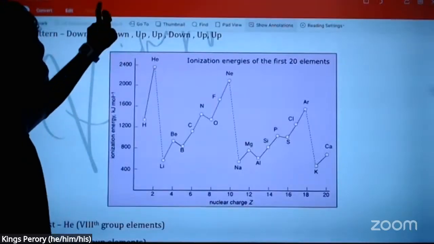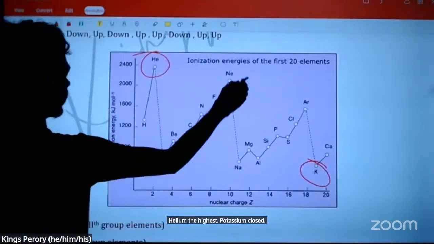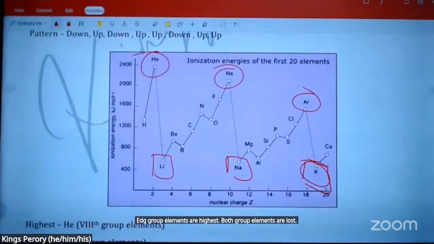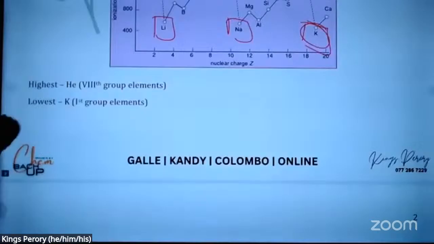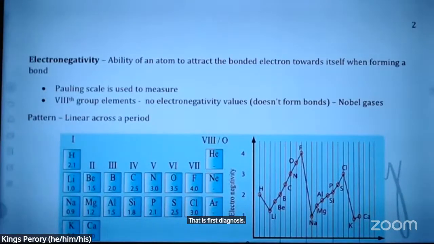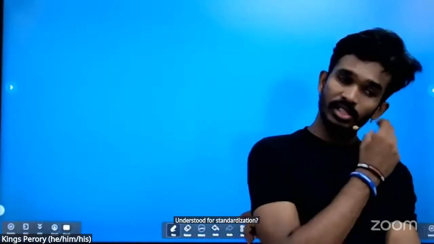So if you look at the graph, helium is the highest, potassium the lowest. 8th group elements are highest, first group elements are lowest. Highest is helium, an 8th group element; lowest is potassium, a first group element. That is first ionization. Understood first ionization? Yes. Last part.